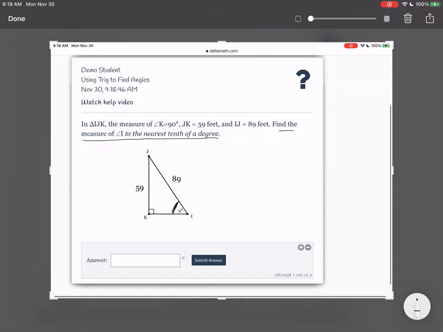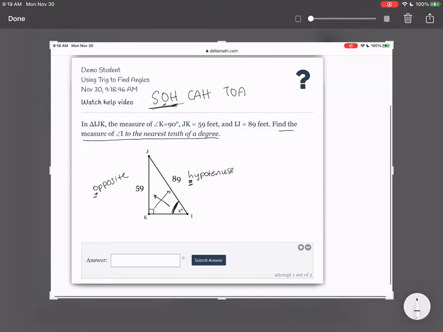So we must figure out, is this side opposite, adjacent, hypotenuse? Well, it is directly across from the angle. That makes it the opposite. And then over here for the 89, what is that one? It is directly across from the right angle, which makes it the hypotenuse. So then we have the O for opposite and we have the H for hypotenuse. From SOH CAH TOA, which is in your notes, you have to ask yourself which one uses O and H. O and H would be the SOH.